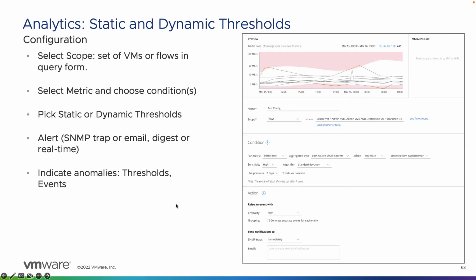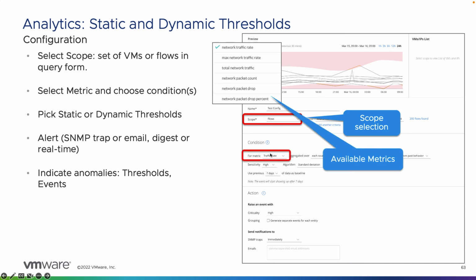Further looking into this, we can also come in and do the configuration. So in this section here, you're going to see an example of the configuration page for setting thresholds. So we'll want to come in and go ahead and select our scope. So here you can see I've selected flows. And then I choose between the available metrics. So I can choose between network traffic rate, max rate, total network traffic, network packet count, packet drop, and network packet drop percentage.